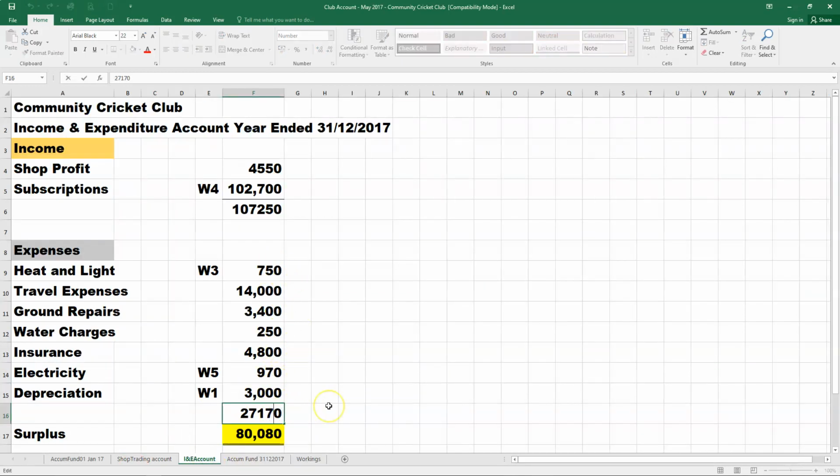So I'm just going to add up all my expenses then. So you're adding from the 750 down to the 3,000, which gives me €27,170. And then you take your 107,250 less your 27,170, which gives you a surplus of €80,080 for that particular year.